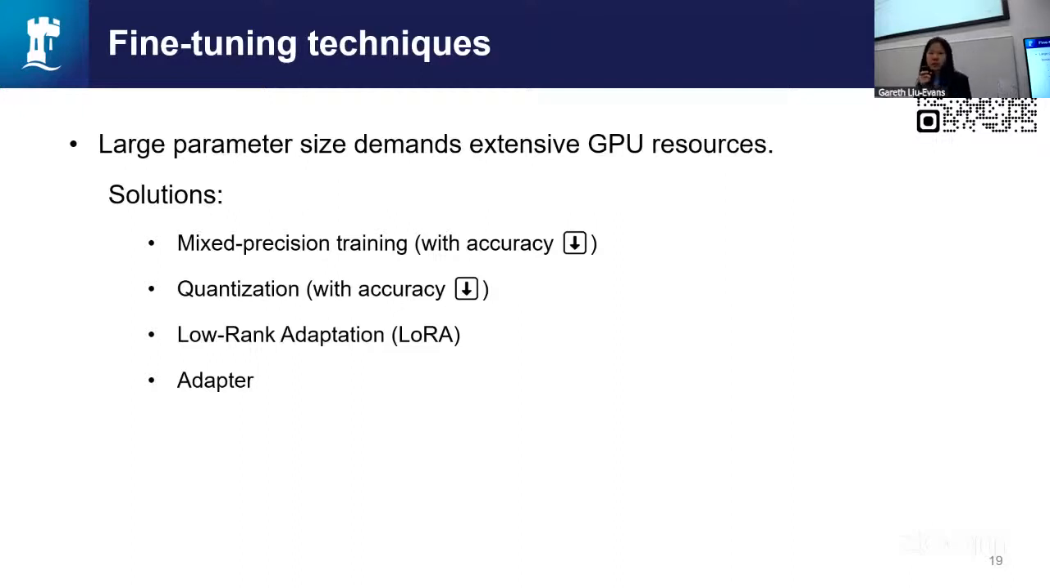And next is a method named LoRA, low rank adaptation. This method was mainly proposed to solve the problem I will show you in the next slides, but it also can save a little bit of GPU resources when training. Then there is the adapter. Some people use adapters with fully fine-tuning all model parameters, but some works freeze the model's parameters and only train the adapters, so they can save lots of GPU resources.